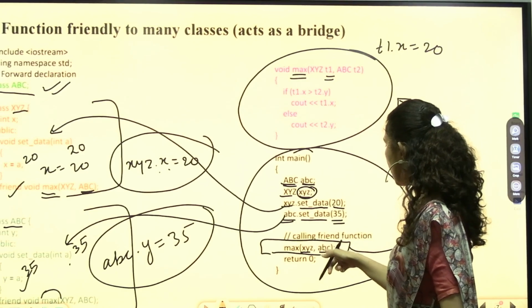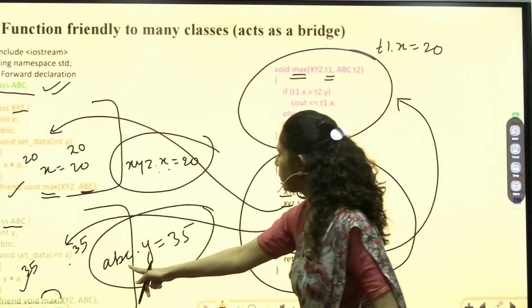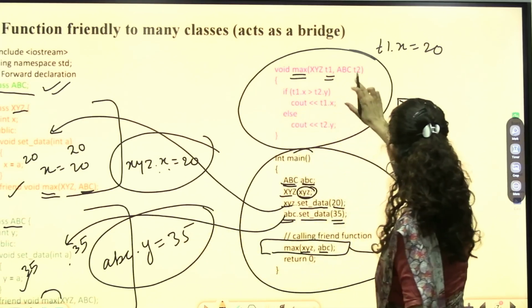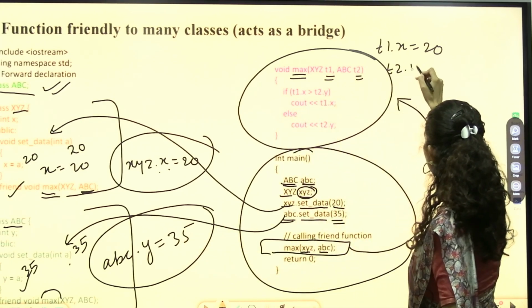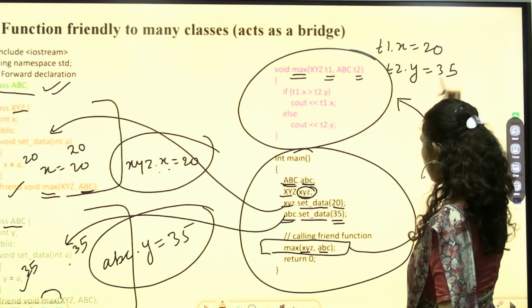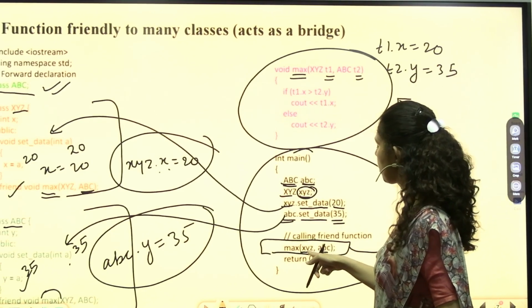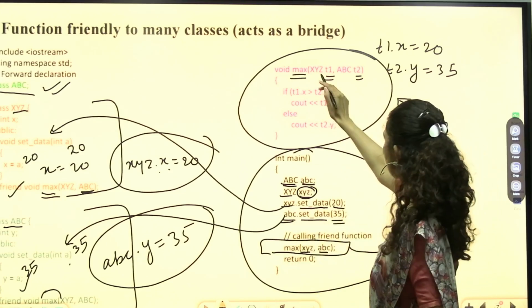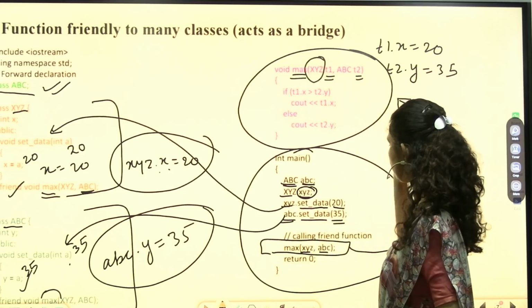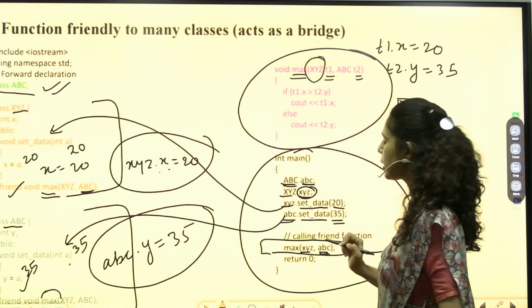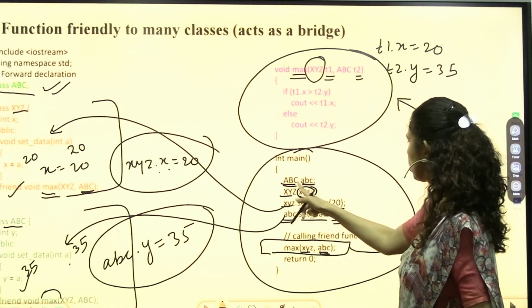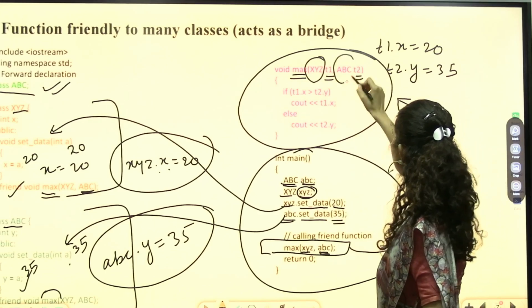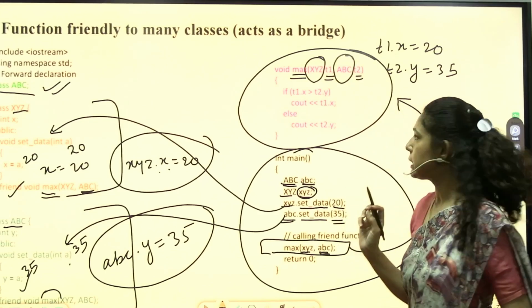And second argument is abc. So abc dot y is 35. So now t2 dot y will become 35 here. And because small xyz belongs to which class? It belongs to capital XYZ. That's why I have written capital XYZ here. And small ABC object belongs to which class? It belongs to capital ABC. That's why I have written the data type capital ABC here.